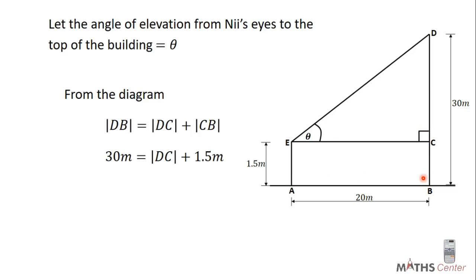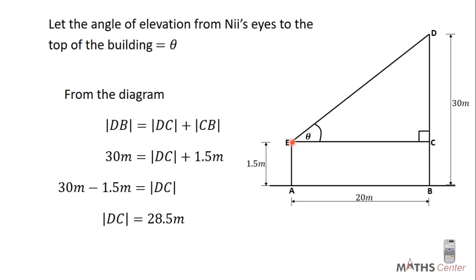Now from here, we can see clearly that DB is 30 meters. So 30 meters is equal to DC, we don't know that, that is what we are looking for, plus CB is 1.5 because EA is equal to CB and EA is 1.5. So CB is also 1.5. So we can find DC from here. You simplify, DC will give us 28.5 meters.